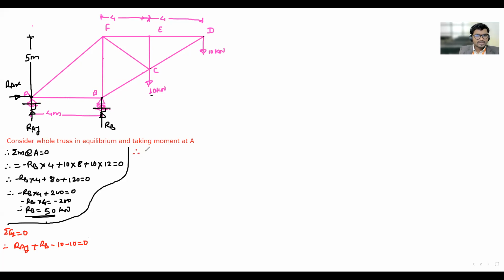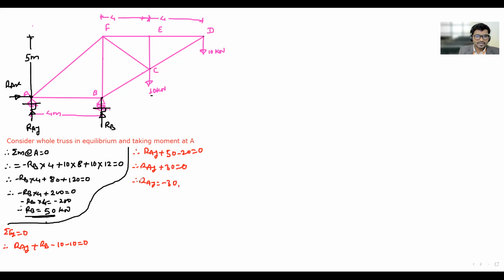Therefore, RAY plus RB, that is 50 minus 20, is equal to 0. RAY plus 30 equals 0. Is it 30, right? Yes, sir. Therefore RAY is equal to minus 30.